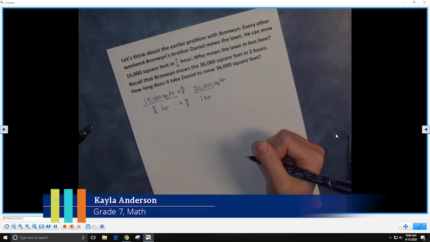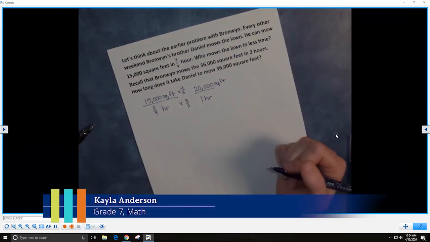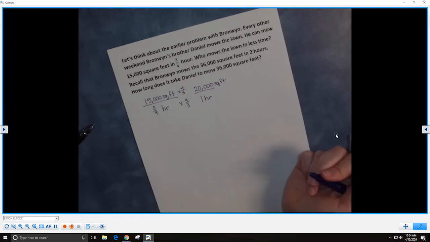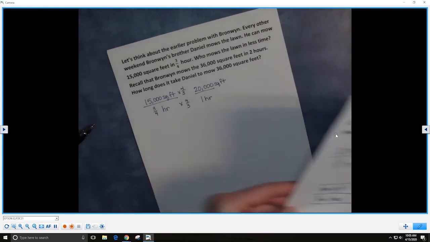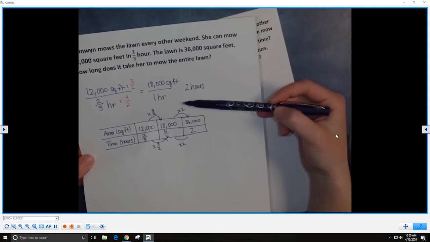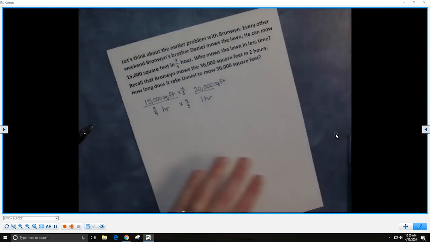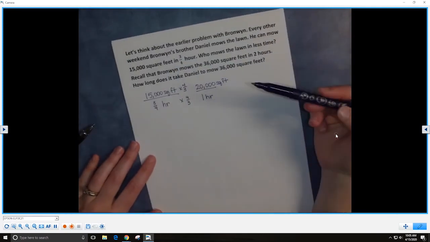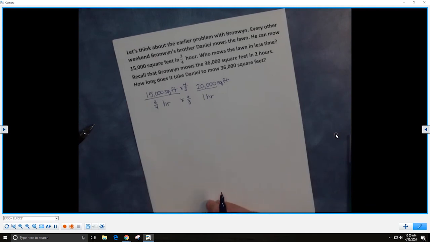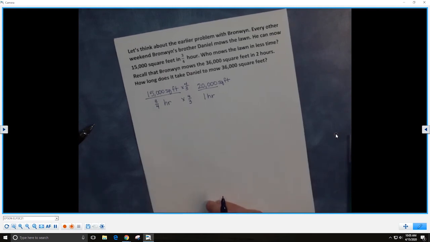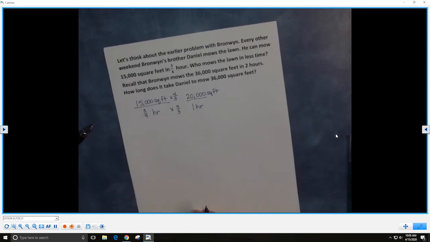So what does this mean? Well, it means that Daniel can mow 20,000 square feet in 1 hour. So who mows the fastest? Well, remember that Bronwyn mows 18,000 square feet in 1 hour, and Daniel mows 20,000 square feet in 1 hour. So Daniel mows faster. Well done. Let's try another one. This time you try this one on your own, and then we'll do it together. I know you can do this.